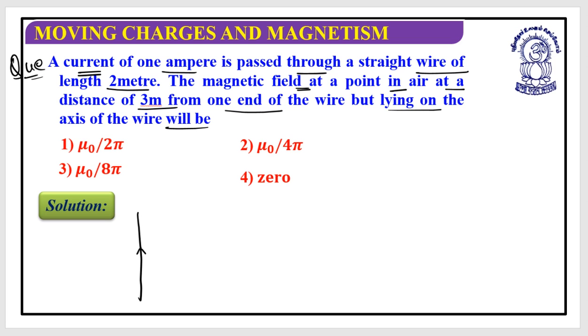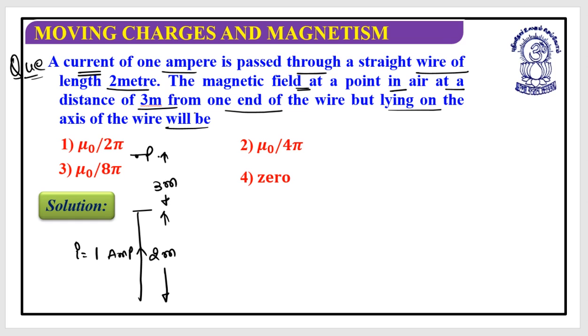This is a current carrying conductor that carries a current of 1 ampere, and the length of this wire is 2 meter. The magnetic field at a point in air at a distance of 3 meter from one end of the wire but lying on the axis of the wire. So you want a magnetic field at this point. This is point P, and this must be 3 meter from here.